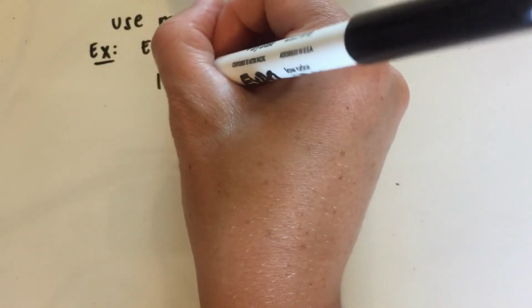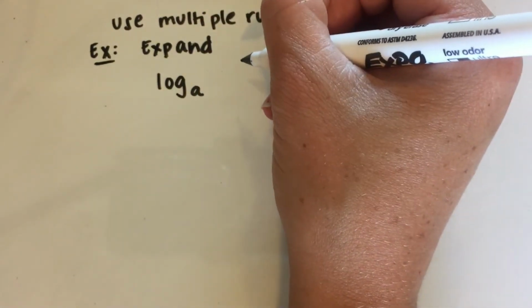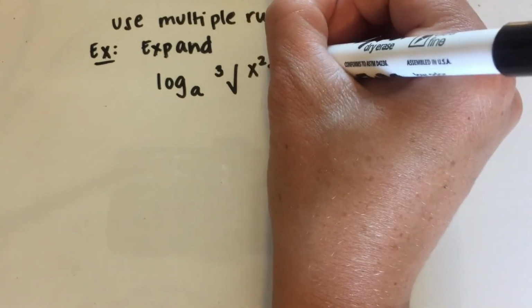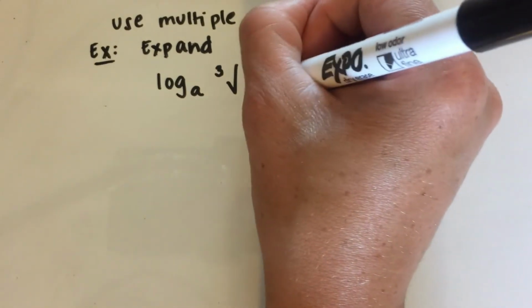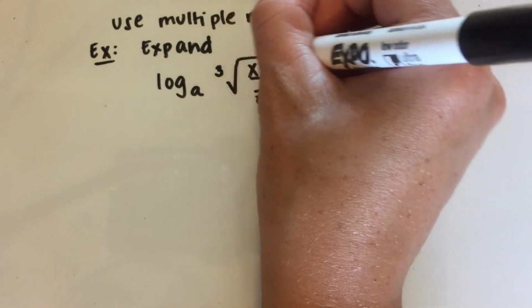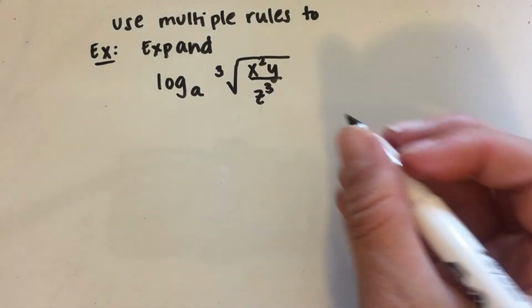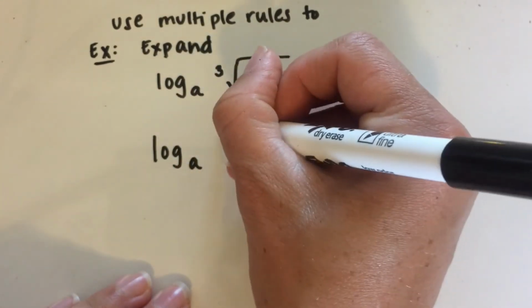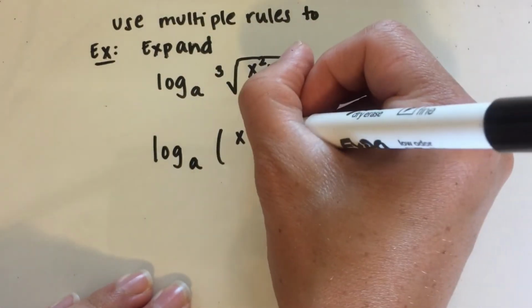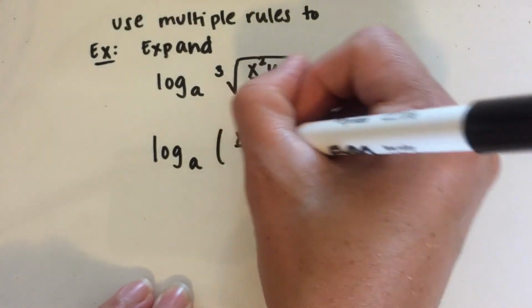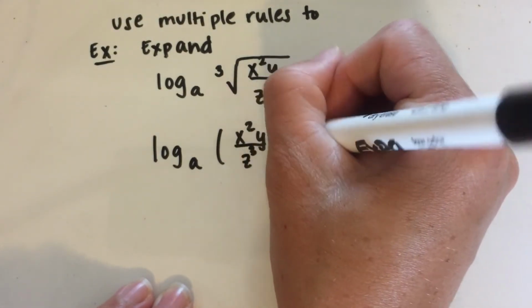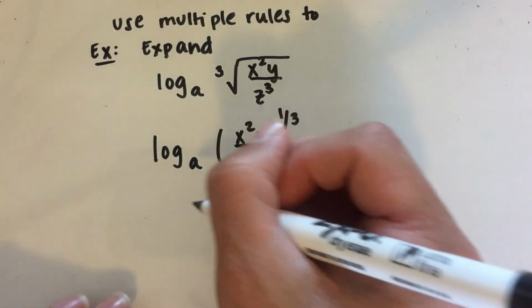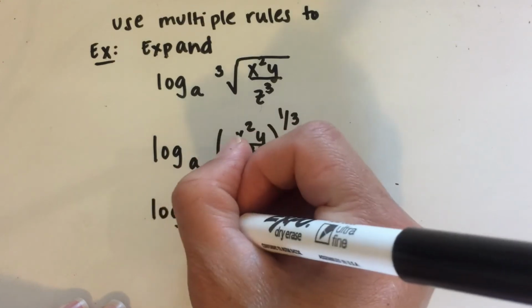And now we want to use the multiple rules to expand. So we have log base a of x squared times y divided by z cubed, all to the cube root. So that's the same as log base a of x squared times y divided by z cubed to the 1/3 power. The cube root is the same as the 1/3 power.